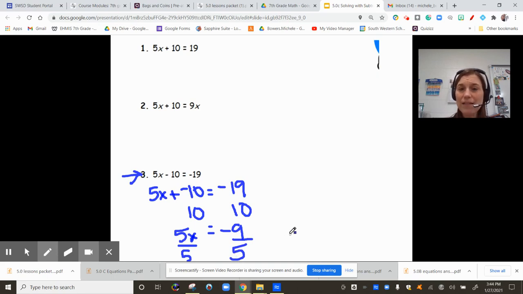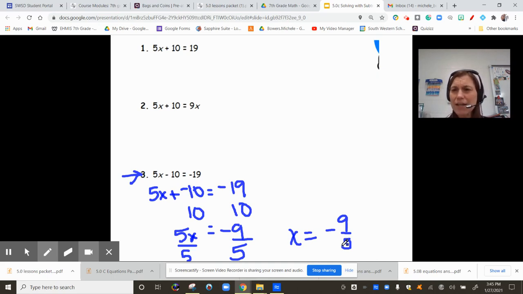5 divided by 5 is the invisible 1x. Negative 9 divided by 5 is negative 9 over 5. Here's what you're going to do, because maybe you don't know this. You're going to put negative 9 divided by 5 in the calculator. You're going to hit enter. And when you hit enter, you're not going to get a whole number. You're going to get a fraction or a decimal.